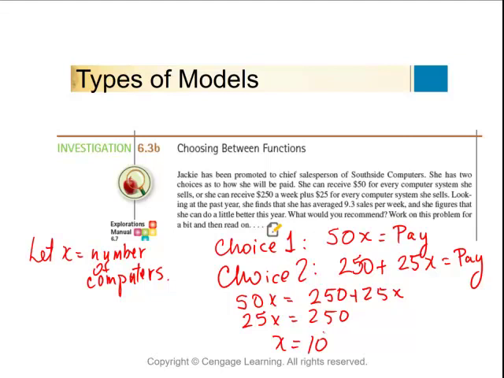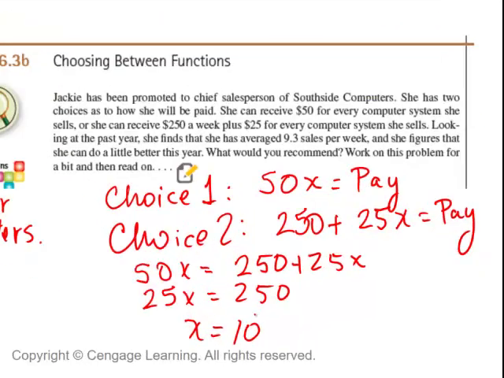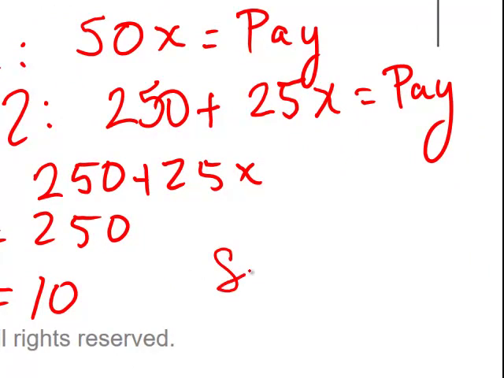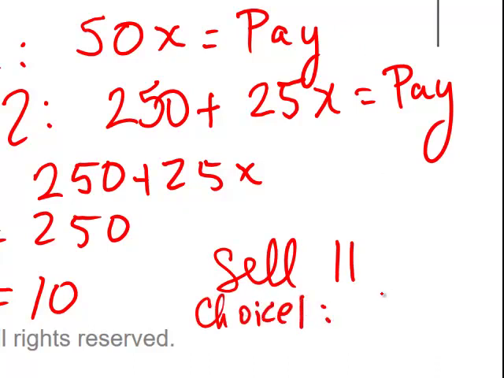If she sells 11 computers, which way would be better? Well, I would need to plug that in to see which way is better for one of them. So if I sell, let's say I sell 11, let's figure out the pay for choice 1. For choice 1, that would be 50 times 11.